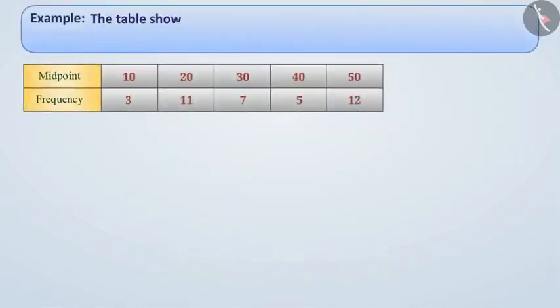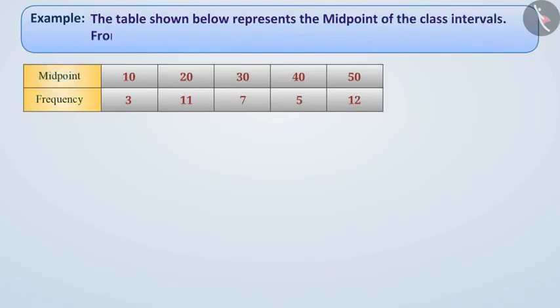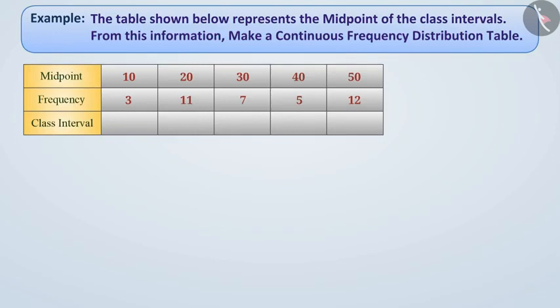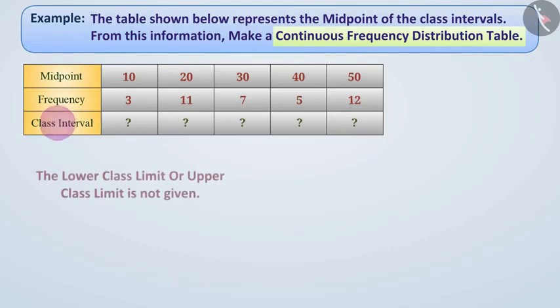Example: the table shown below represents the midpoint of the class intervals. From this information, make a continuous frequency distribution table. The midpoints of the class intervals are shown in the given table. To make a continuous frequency distribution table, we need to find the class interval. Here, we are not given the lower class limit or upper class limit of any class interval.